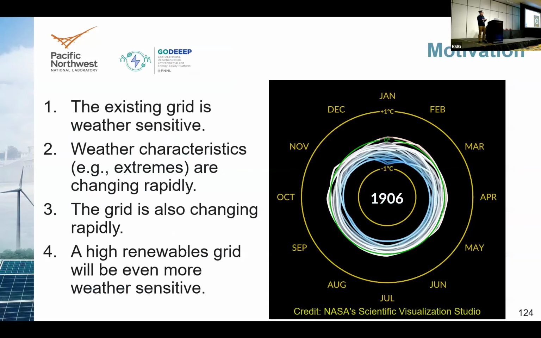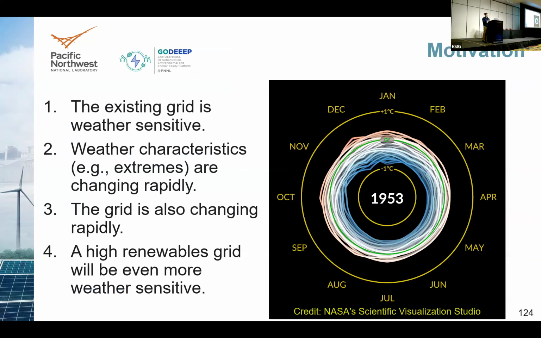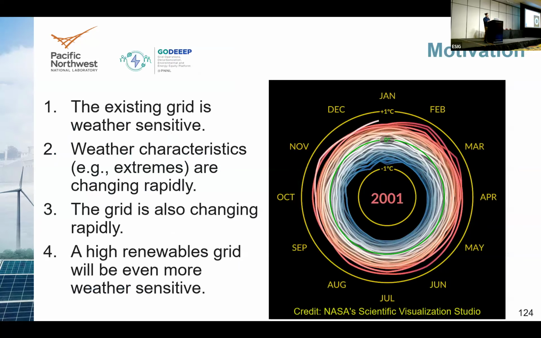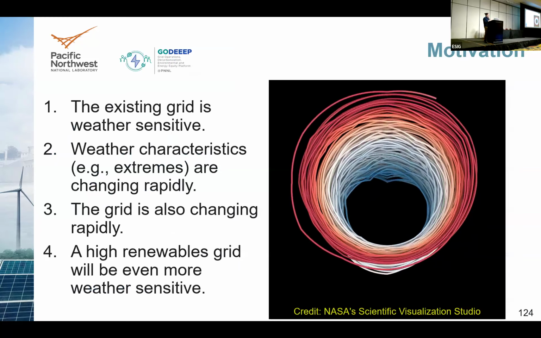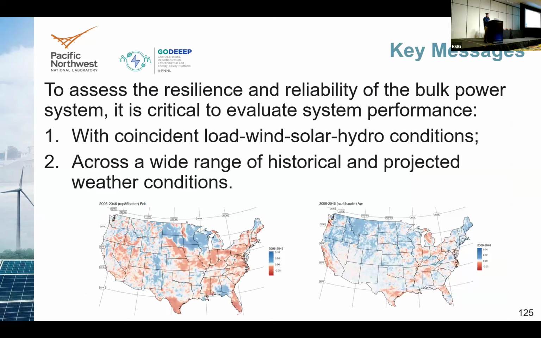Okay, so I'm going to start with some motivation, which I don't think any of these points are really controversial at all. The existing grid is weather sensitive. That shouldn't be controversial at all. Weather characteristics, especially extreme events, are changing, and the grid is also changing rapidly. And all of these things will be a bigger concern under a decarbonized or a high renewable grid. So keep these in mind for the rest of the talk, but I don't think any of that should be very controversial to this group. So I'm going to keep hammering on some of these points throughout the talk.